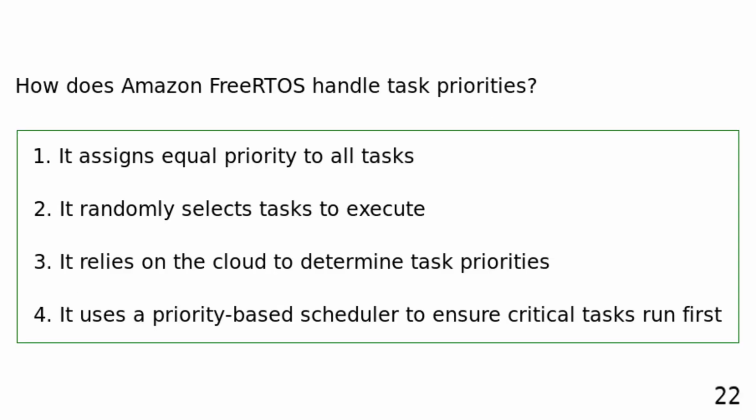How does Amazon FreeRTOS handle task priorities? It assigns equal priority to all tasks. It randomly selects tasks to execute. It relies on the cloud to determine task priorities. It uses a priority-based scheduler to ensure critical tasks run first.